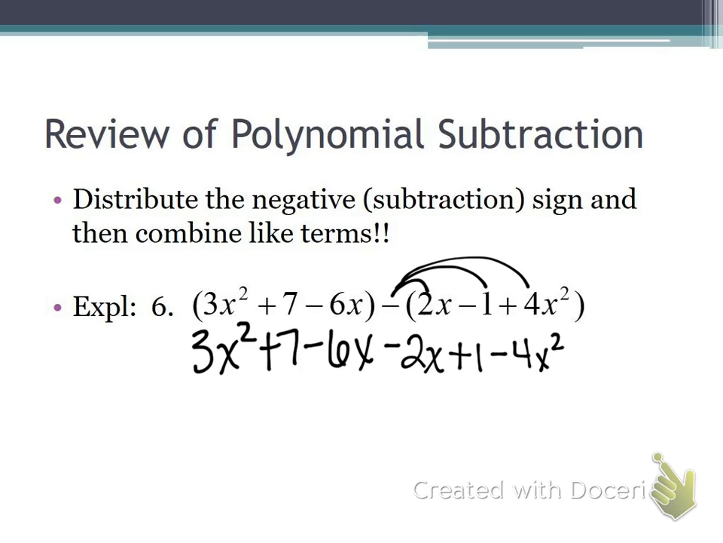Now we can combine like terms. The 3x squared gets combined with the negative 4x squared, giving us negative 1x squared. All right, let's do the x's next so that we're in standard form. The negative 6x combines with the negative 2x to give us negative 8x. And then the positive 7 combines with the positive 1 to give us positive 8.